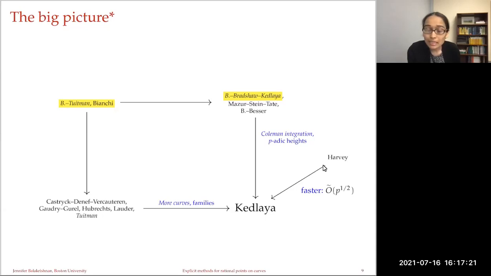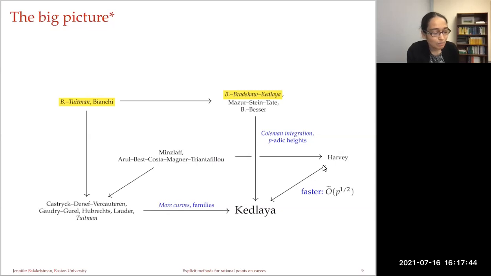He improved the complexity of the algorithm. And so it's much faster to do Harvey style improvement to Kedlaya for large prime P. There are implementations of this available. So you can then try to combine this with some of what we have so far.